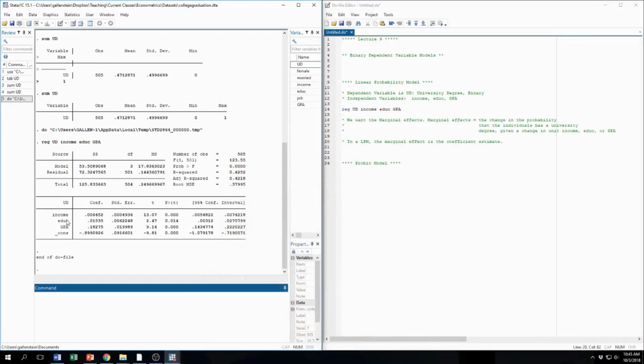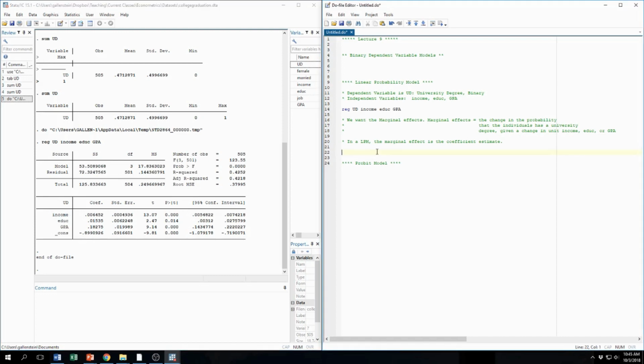All right, so that's how we interpret these coefficients. What these do is they represent an increase in the probability that the individual will have a university degree given a unit change in the respective independent variable.